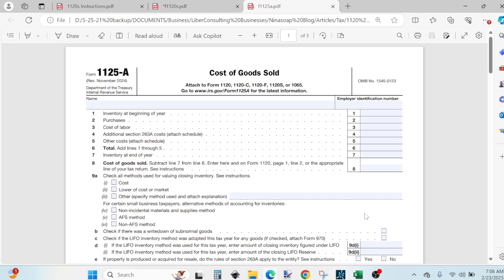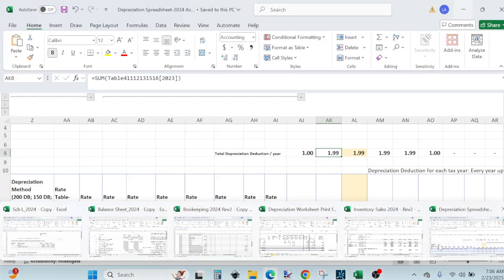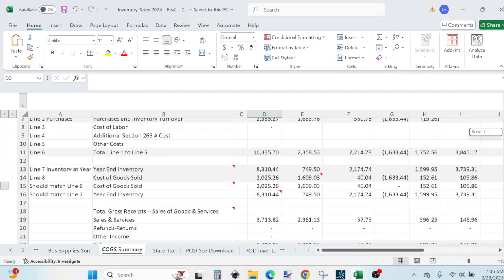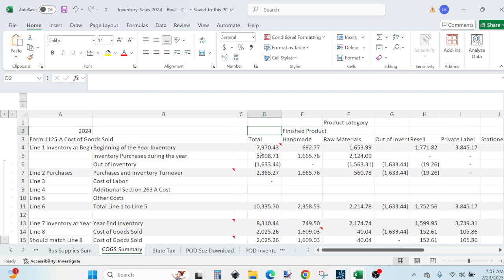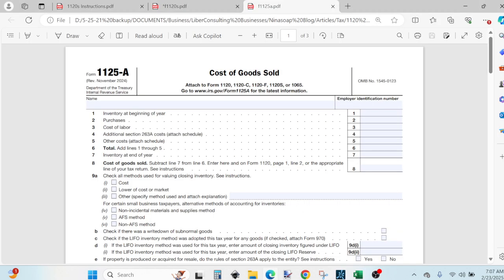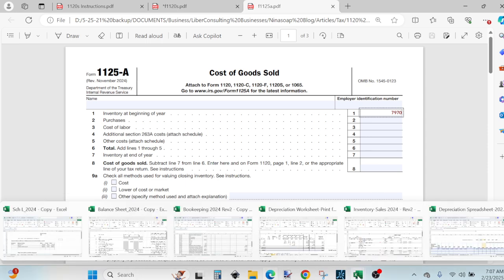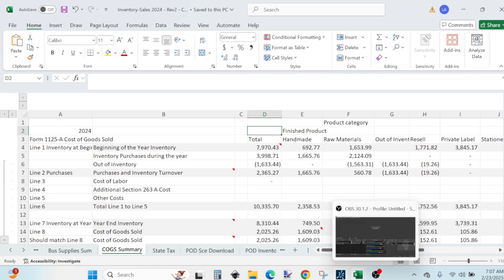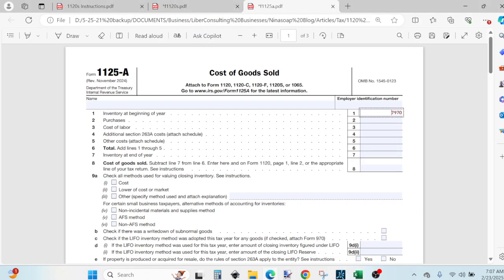So if we go back to our inventory spreadsheet, it is going to be 7970. So you'll put 7970. In fact, I think I'm just going to put the full number, 7970.43. You can round it, or you can put the full number. Your software will do what it thinks is right to do.